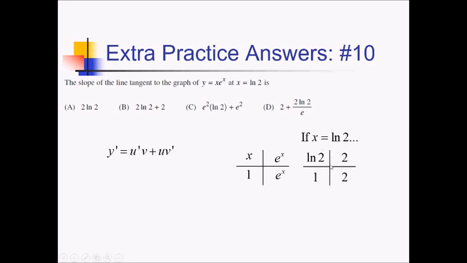So using the ribbon to multiply that out, I've got 2 plus 2 times ln of 2. And it turns out that's one of the answer choices, basically, choice B.